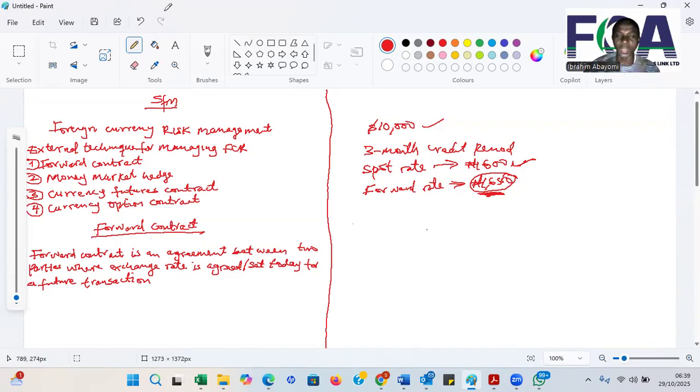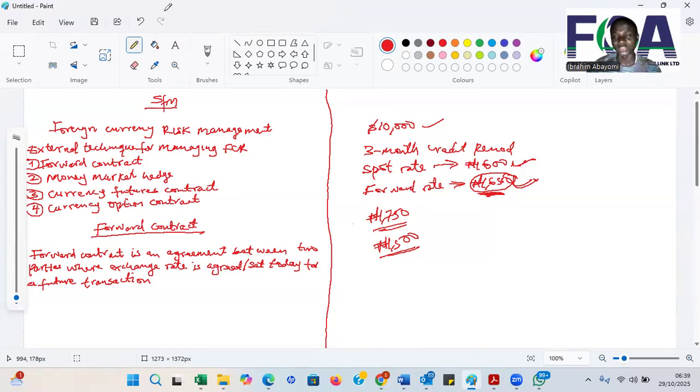Now, let's assume naira has gone to 1,750 naira in 3 months' time. So I have hedged my exposure. I will go and buy dollars at 1,650. But what is the shortcoming? The shortcoming is, what if naira appreciated to 1,500? I'm still locked into this exchange rate. That's one of the disadvantages of forward contracts.